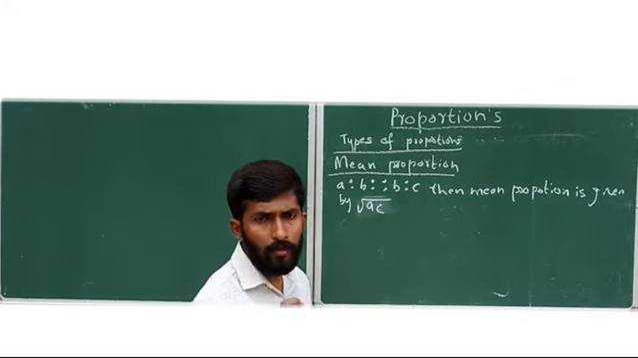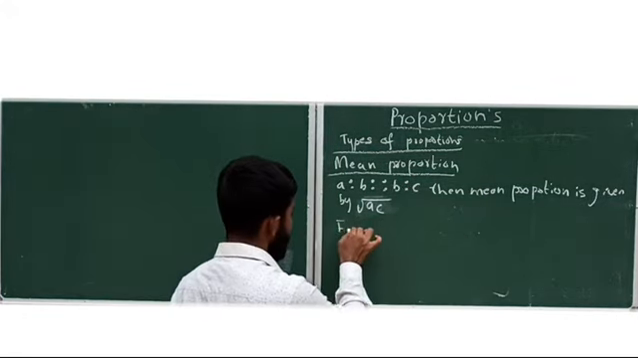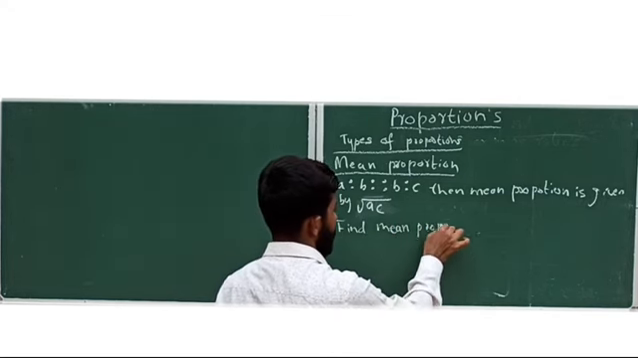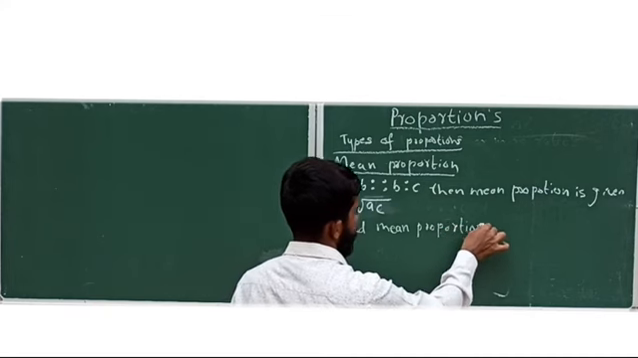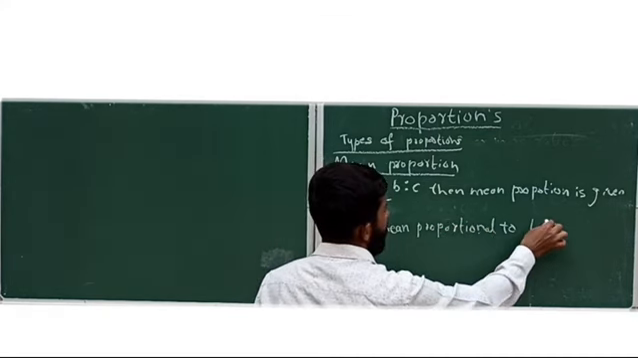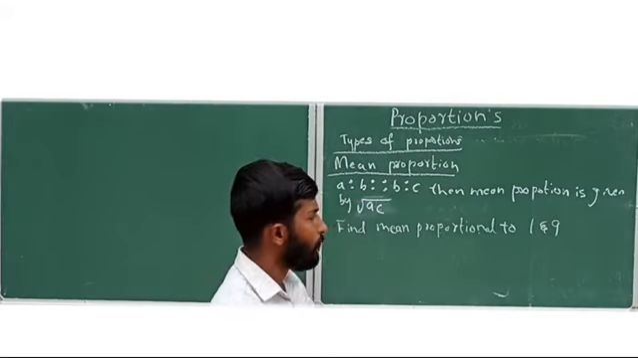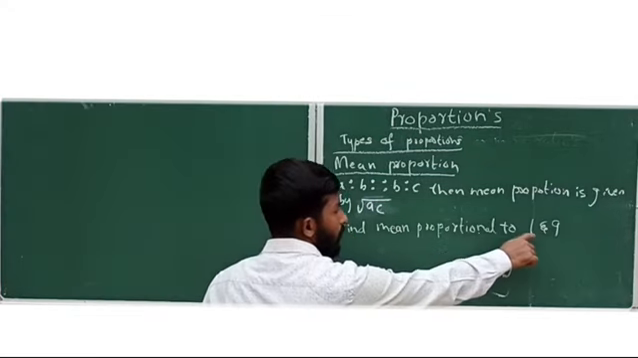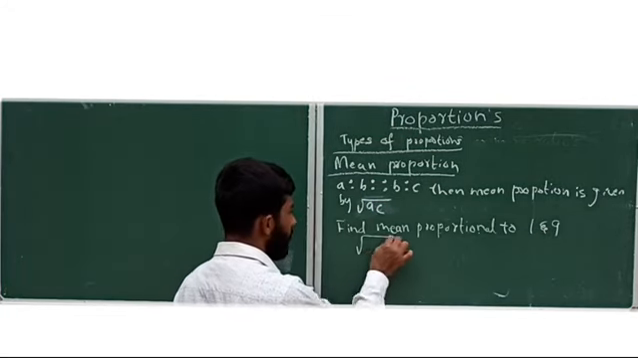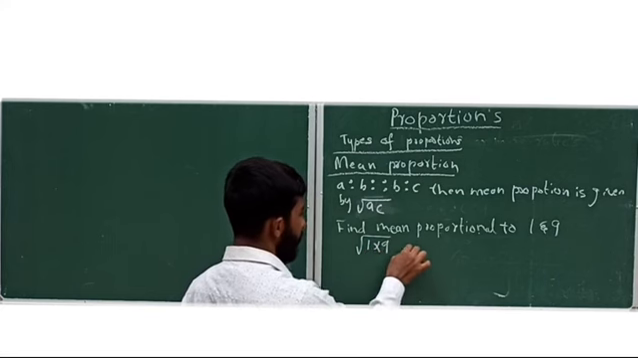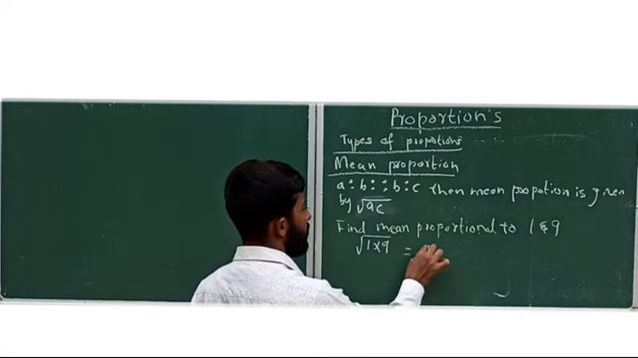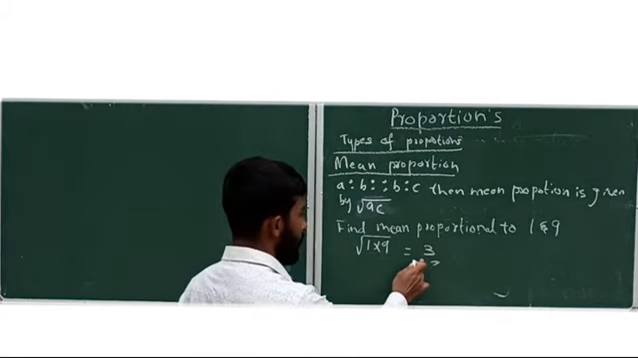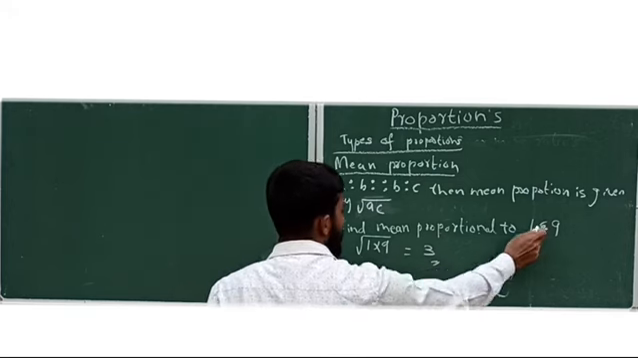Remember the formula. Suppose we need to find the mean proportional to 1 and 9. Two numbers are given and you need to find the mean proportional. The mean proportional to 1 and 9 is given by the square root of 1 into 9, which is equal to the square root of 9, which is equal to 3, because the positive root of 9 is 3. Therefore, the mean proportional to 1 and 9 is equal to 3.